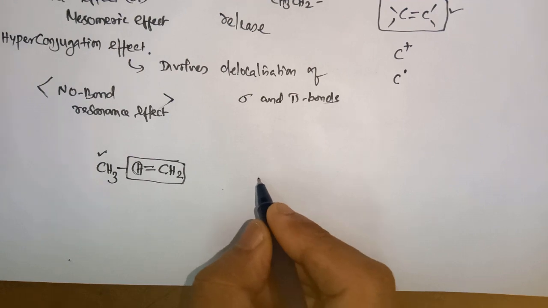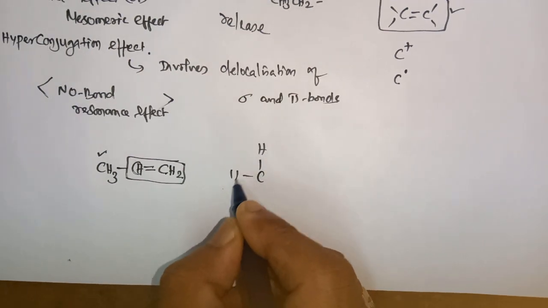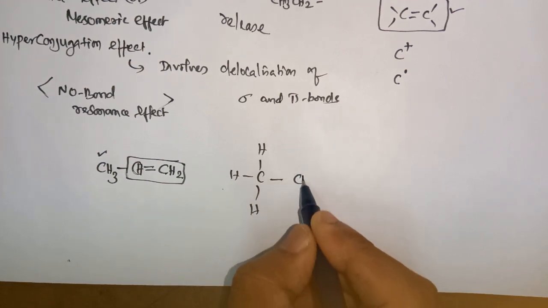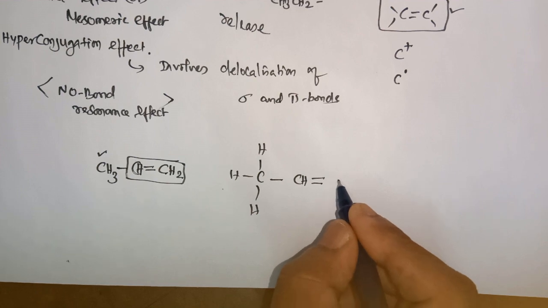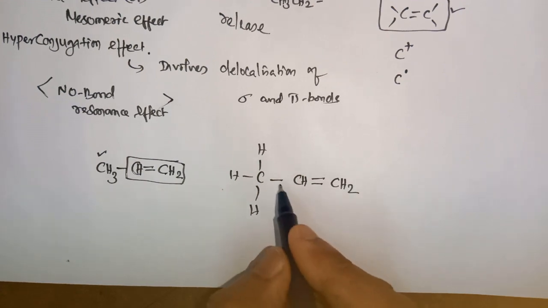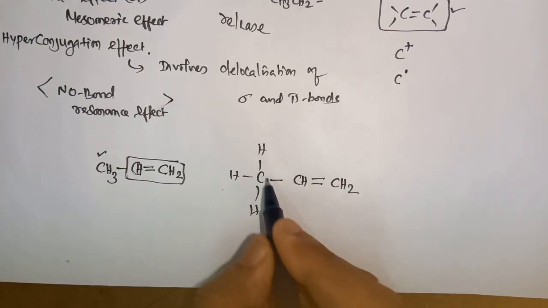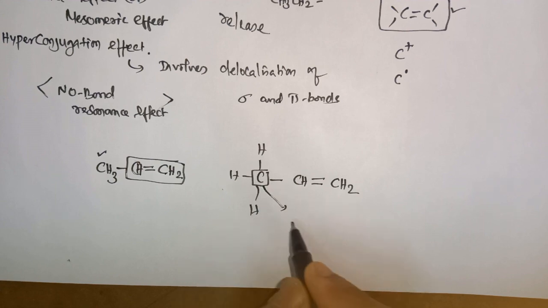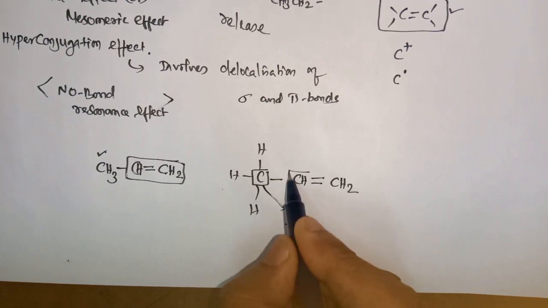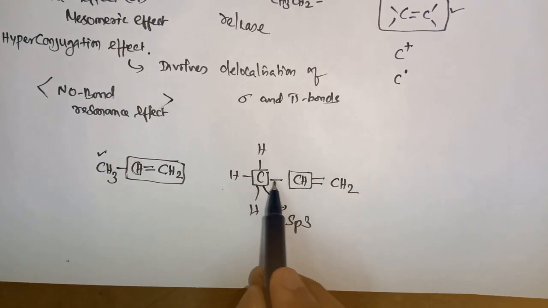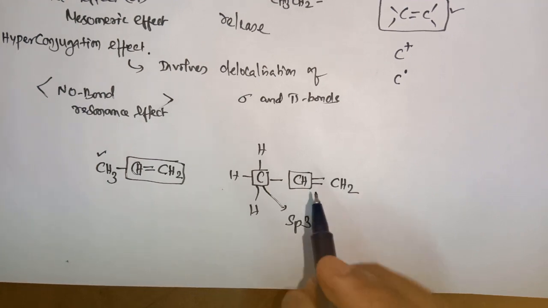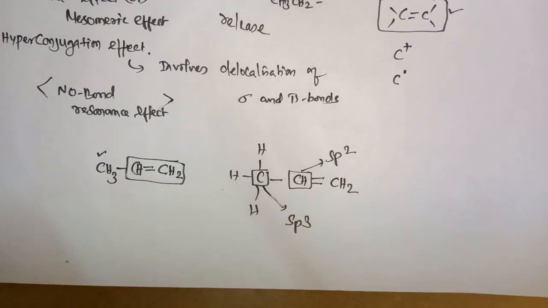Now for my convenience, I write this as C with H, H and H. Then I take this C, with an H on this side, a double bond, C, and CH2. Now this carbon is surrounded by how many sigma bonds? 1, this side 1, 2, 3, 4. A carbon containing 4 sigma bonds is sp3. This carbon is sp3 hybridized. Coming to this carbon, it is surrounded by 1, 2, 3, only 3 sigma bonds, because here we have a double bond, one sigma bond and another pi bond. So this one is sp2 hybridized carbon.